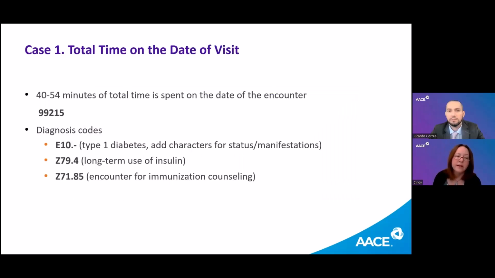So we can see that the 99215 based on time would be beneficial when you're able to spend that amount of time with a patient. Importantly, whether you're reporting based on medical decision-making or on total time, your diagnosis code should reflect the complexity of the visit. Your E10 code for type 1 diabetes should include additional characters that indicate the status of the diabetes at this visit as being poorly controlled or inadequately controlled, perhaps representing manifestations that the patient is experiencing, and additional codes for those types of things like kidney disease.